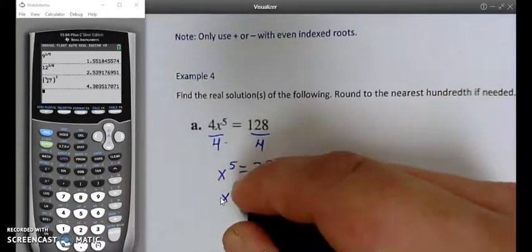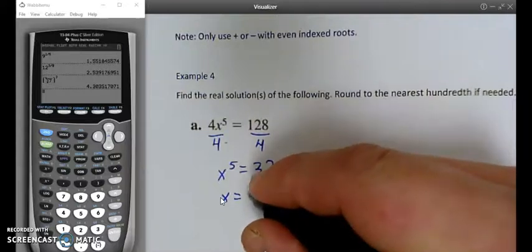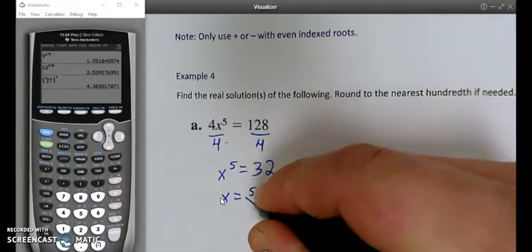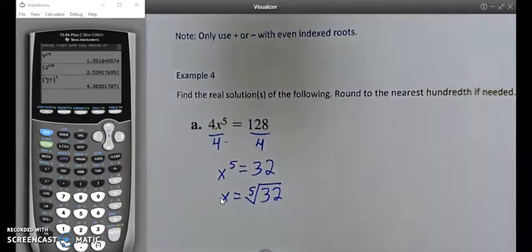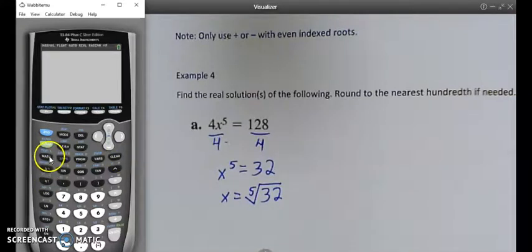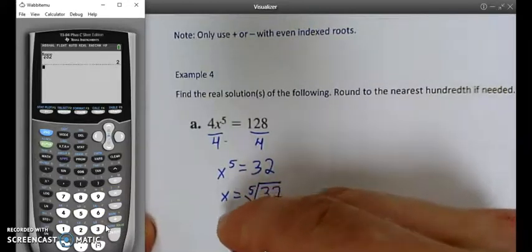So what I'm going to do on my next step is show that x is equal to the 5th root of 32. And now I'm ready to type that in. Since you're allowed to round to the nearest hundredth, the calculator is the perfect tool to use in this situation. So math, 5th option for any power root, which is the 5th root of 32, which I know to be 2. Because 2 times 2 times 2 times 2 times 2 is 32.